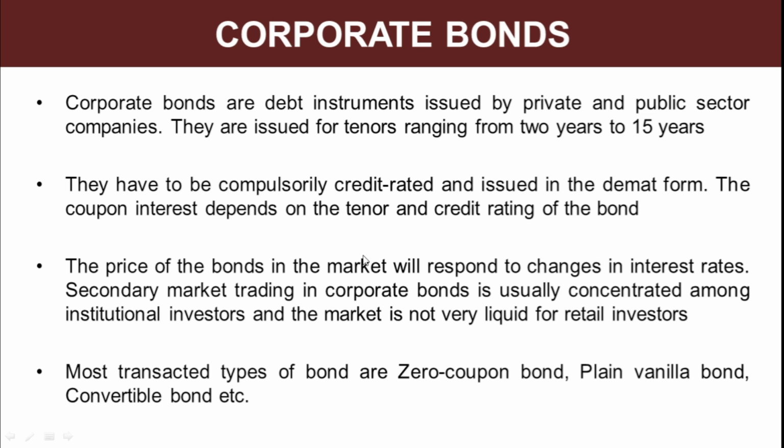So again, as I mentioned, how a particular bond functions is that the principal amount you get on the maturity, and then there are periodic coupons or interest payments that are being provided to the investors. And some of these bonds are issued at a discount to the face value. The price of the bonds in the market will respond to changes in interest rates. Secondary market trading in corporate bonds is usually concentrated among institutional investors.